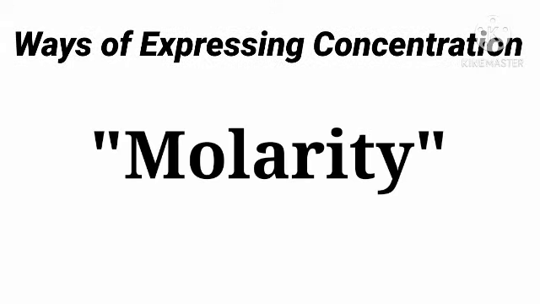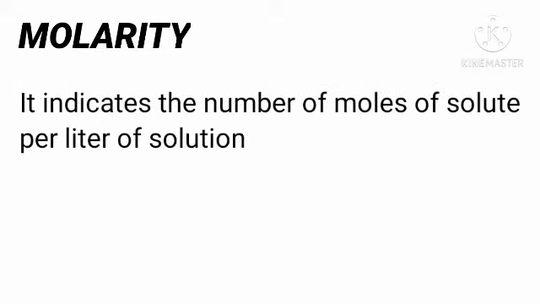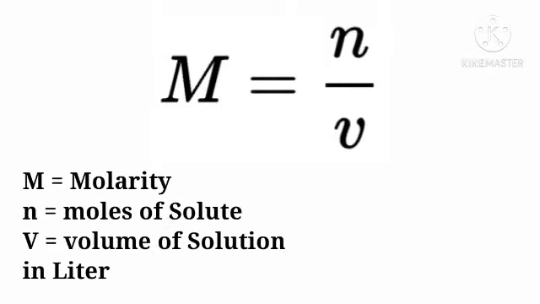There are many ways of expressing concentration. One of them is molarity. What is molarity? Molarity indicates the number of moles of solute per liter of solution. It can be used to calculate the volume of solvent or the amount of solute. This is the formula for molarity. M is the molarity, N is the moles of solute, and V is the volume of the solution in liters.